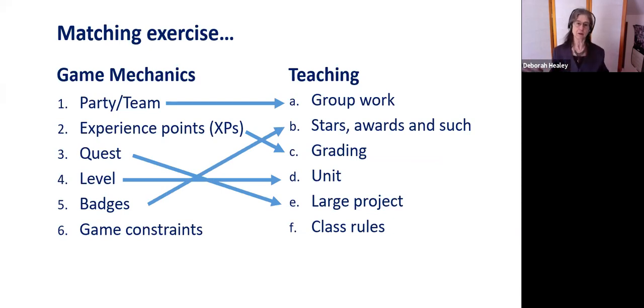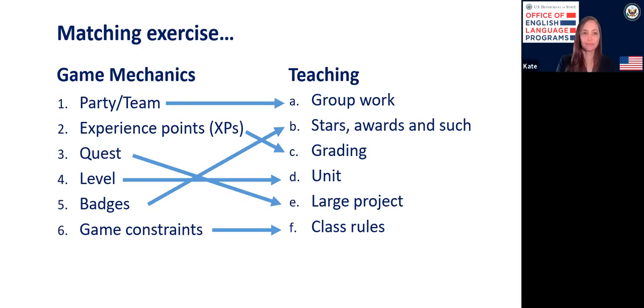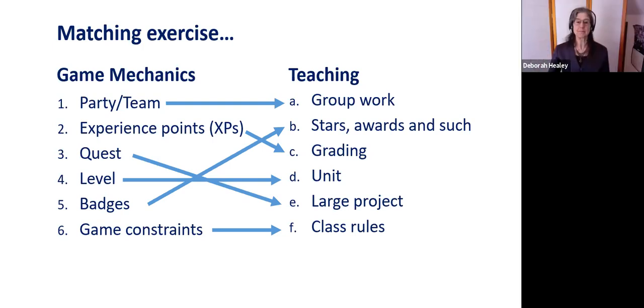Badges are so common in gamification, very, very common. And finally, game constraints, number 6, is class rules, letter F. There are always rules. Games always have rules and our classes have rules. Now, we use all of these elements, but they're not visibly part of a system. Putting them into this system, this game world, and making students into active players can make a difference.